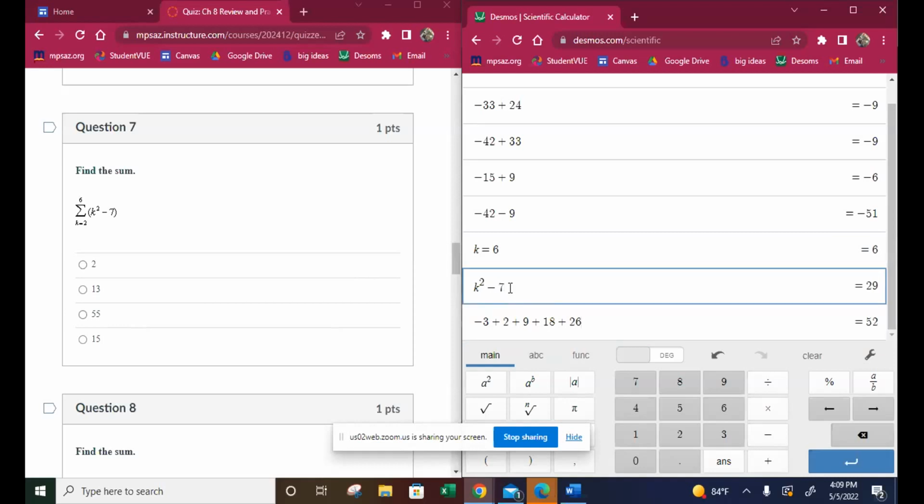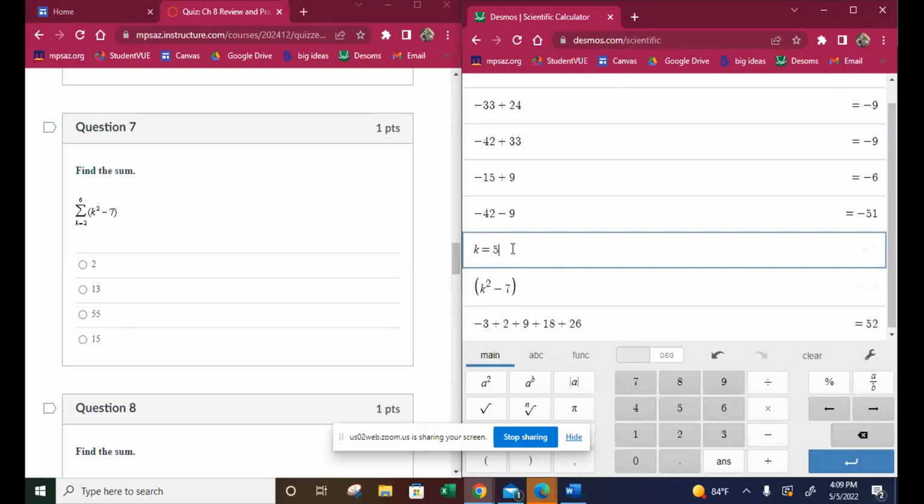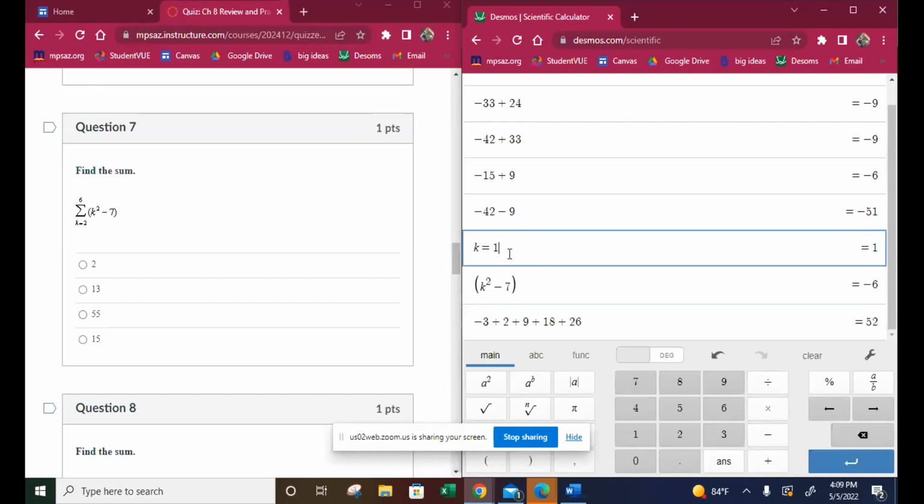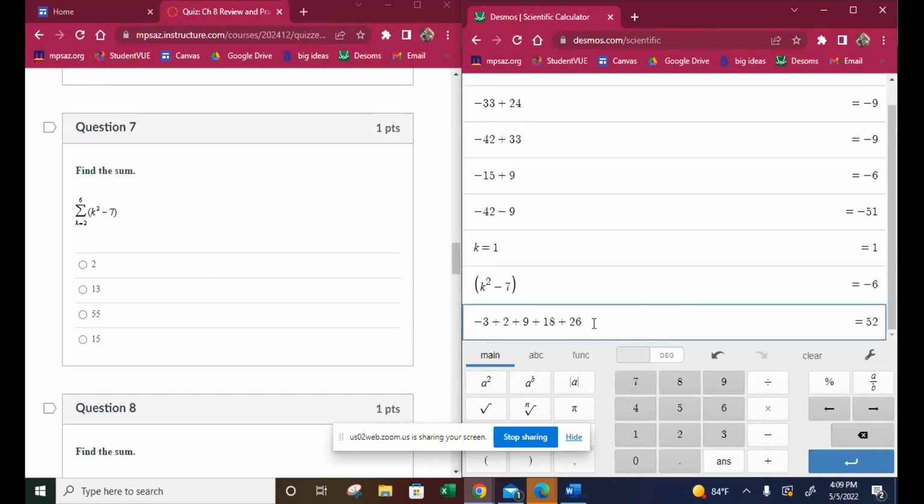We must have grabbed it. No, one of the numbers isn't right. So just change your K to 5 and let's just check the numbers. That's 18. Change it to 4. That's 9. 3, 2, 1. Well, no, we don't have to go past. So there's just a mistake in your answers.